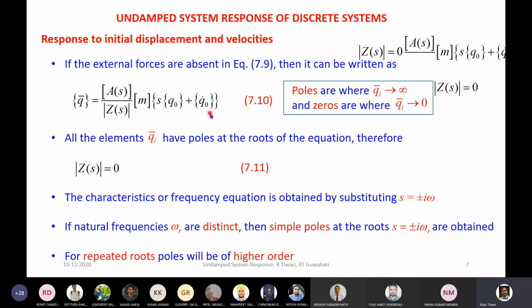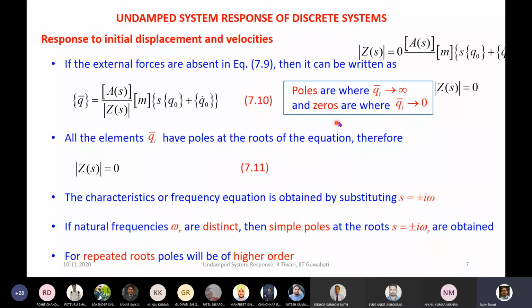So here there are two definitions. One is poles and zeros. These definitions are generally from control systems, which talk about poles and zeros. In vibrations, poles are those where the response becomes infinite, because this is an undamped system. So we can expect that we can have some frequency where this response can become infinity. Zeros are those where the response becomes zero.